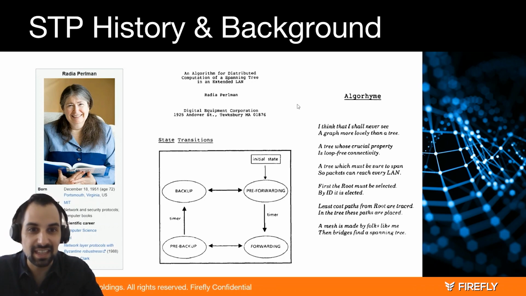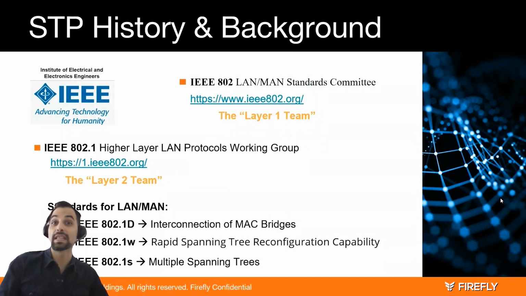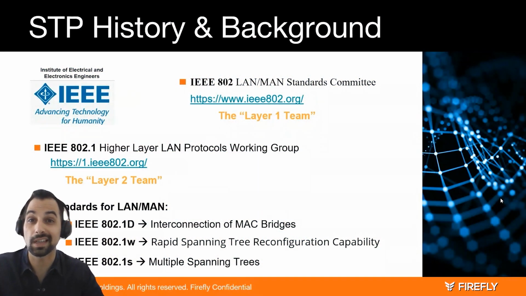So it says, I think that I shall never see a graph more lovely than a tree. A tree whose crucial property is a loop-free connectivity. A tree which must be sure to span so packets can reach every LAN. First, the root must be selected by ID. It is elected. Least cost paths from root are traced in the tree. These paths are placed. A mesh is made by folks like me. Then bridges find a spanning tree. Very nice.